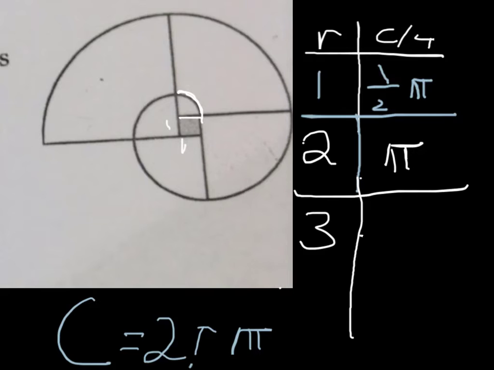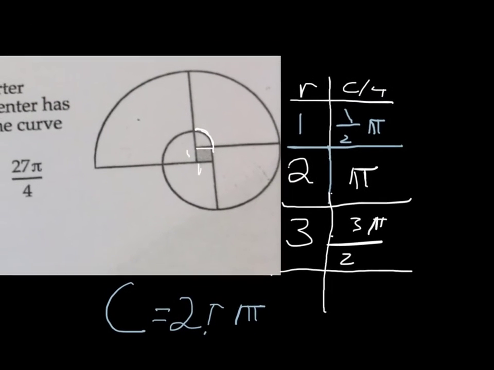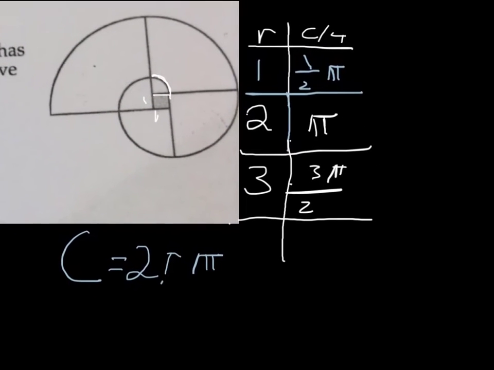It would be 3 pi over 2. Yep. Want to zoom out? Yeah. See, I'll let you practice the zooming out. There we go. Moving it.